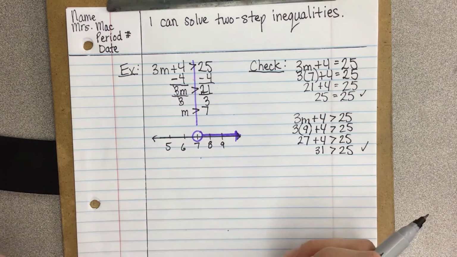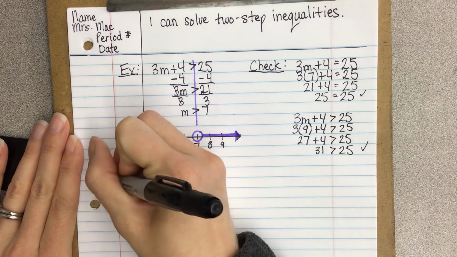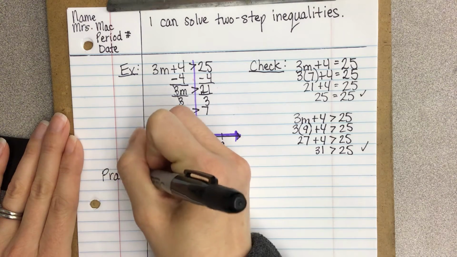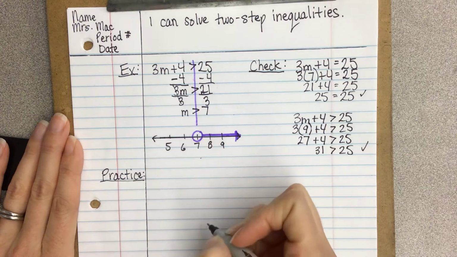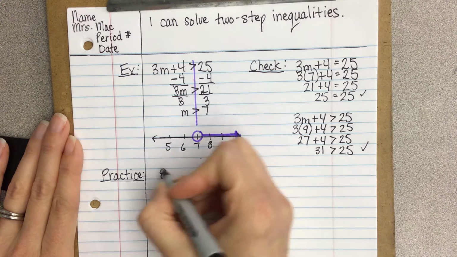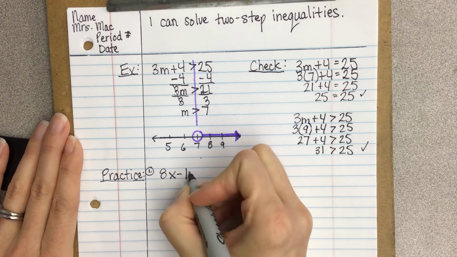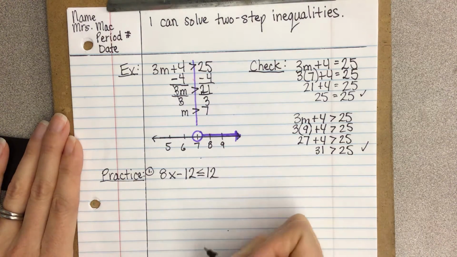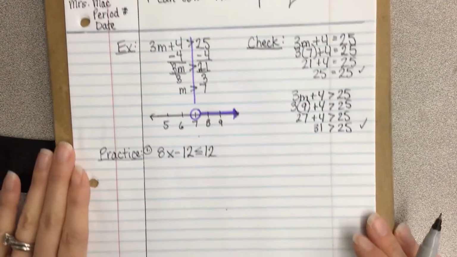Okay? I'm going to have you try a couple on your own, and then we're going to get into some examples that have dividing by a negative number or multiplying by a negative number, so we can see what happens when that sign flips. This is number 1. 8x minus 12 is less than or equal to 12. And here's another one. I'm going to scoot this up a little bit.